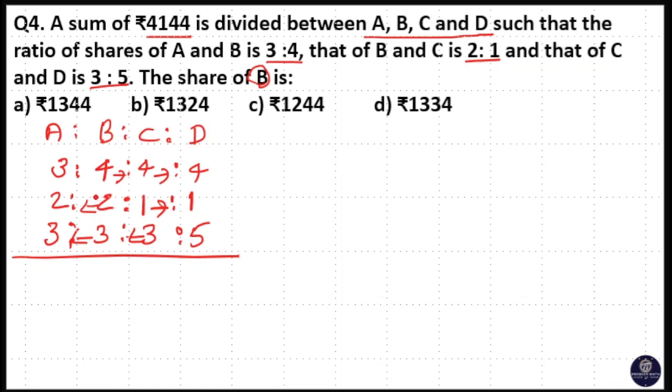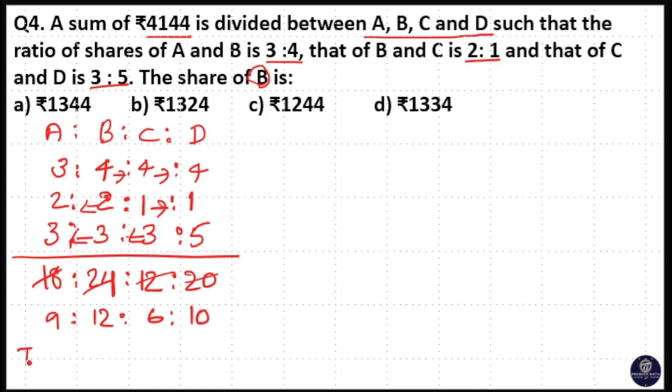So 3 into 2, 6, 6 into 3, 18. 4 into 2, 8, 8 into 3, 24. 4 into 3, 12. 4 into 5, 20. So when you simplify it, you will get 9 is to 12 is to 6 is to 10. So total unit is 9 plus 12 plus 6 plus 10. That means 12 plus 6, 18, 18 plus 10, 28, 28 plus 9, 37. 37 unit is the total unit.